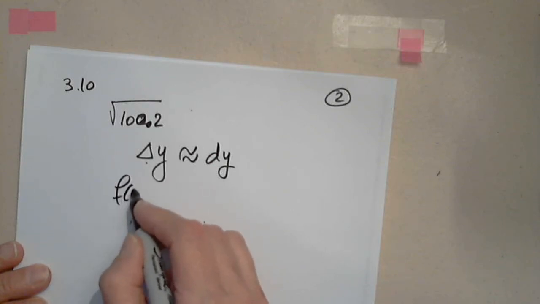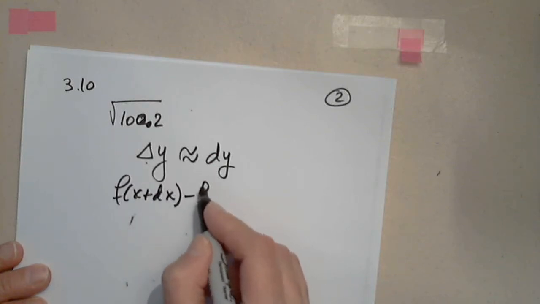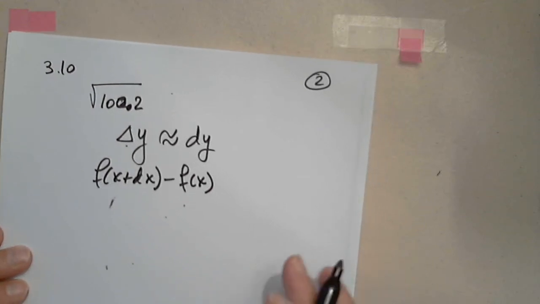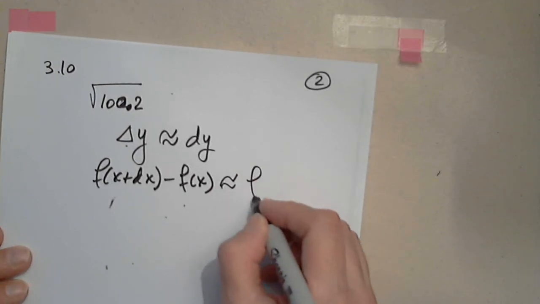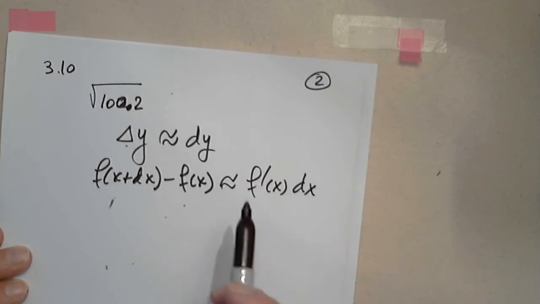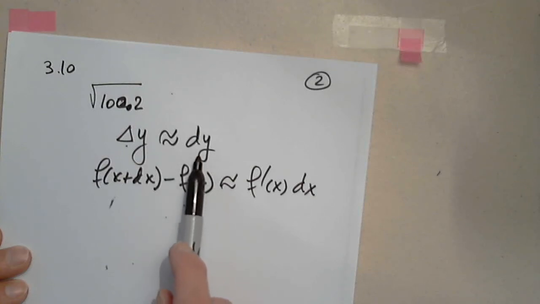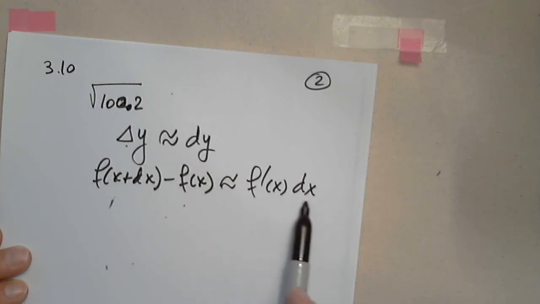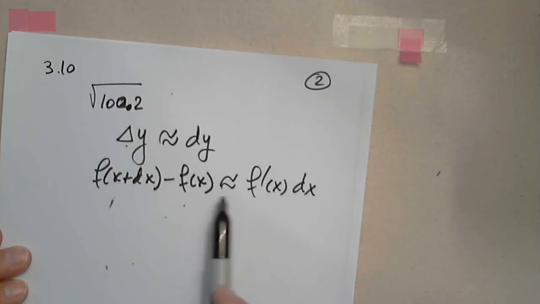So this will be f of x plus a little bit, minus f of x. I keep writing this so you can get used to it. So this is f prime of x dx. Remember, dy is not the derivative of the function, but the differential of the function. And then I move f of x in front.